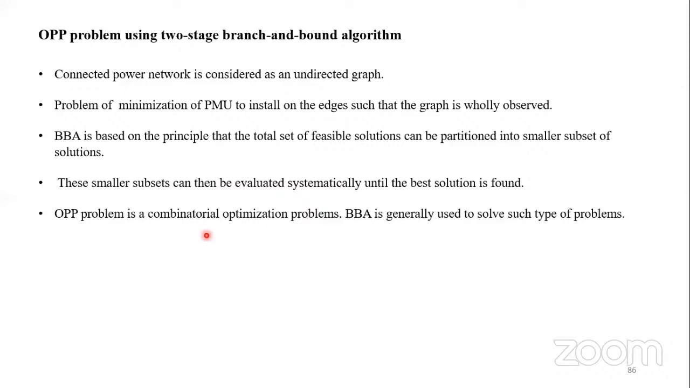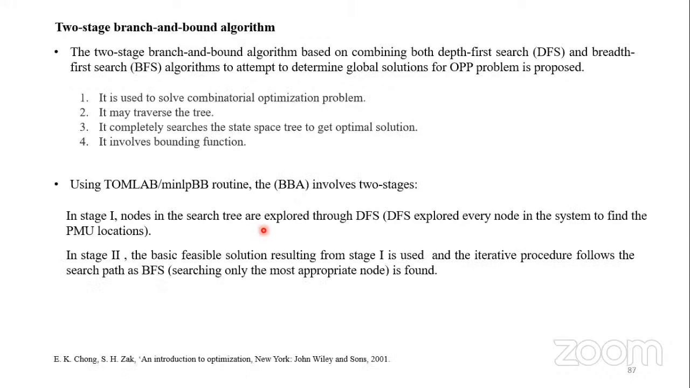And as I have just discussed, the optimal PMU placement problem is a combinatorial optimization problem. It means we are not getting only a single solution; we have multiple solutions. So for that we have used a branch and bound algorithm, implemented with the TOMLAB and mixed integer non-linear programming branch and bound routines. And the main aspect of this two-stage branch and bound is that we have used two stages.